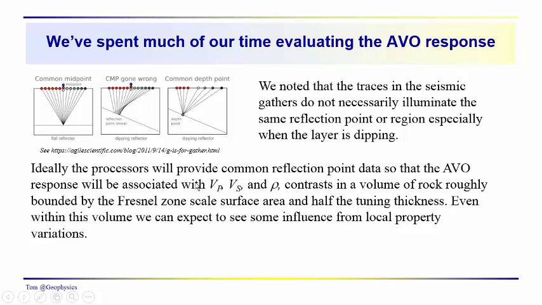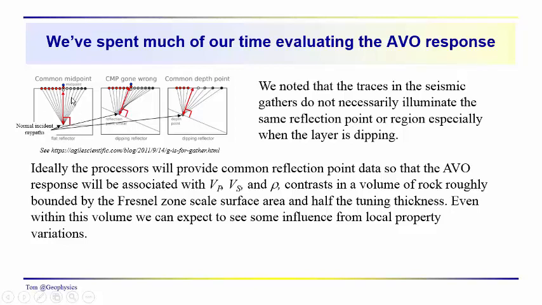Now, in this case, obviously, as we walk up dip, we're probably going to be seeing changes in compressional wave velocity, shear wave velocity, and density that are associated with changes in stratigraphy, perhaps within the reservoir interval. In this case, we are hopefully looking at a region which is roughly the size of a Fresnel zone, and perhaps in terms of thickness about half the tuning thickness. And even within this volume, we expect to see some influence from local property variations, so that our logs, our sonic log, density logs, and so on that cut through the horizon at this point may show something a little bit different than what we're observing in the seismic. So all those variables come into play in how we interpret the AVO response.